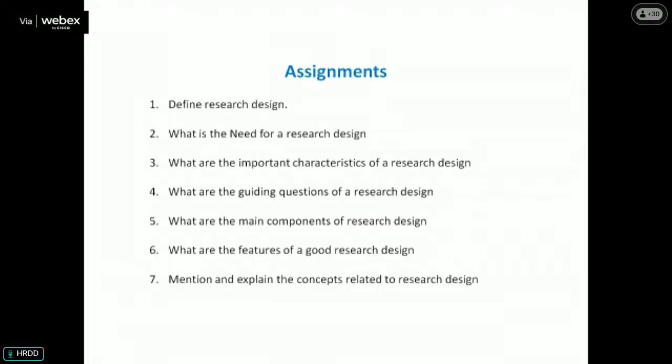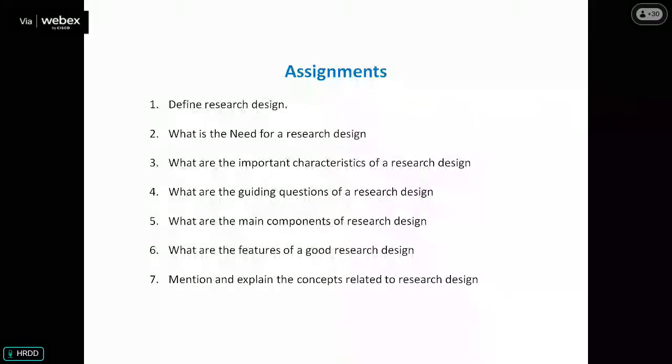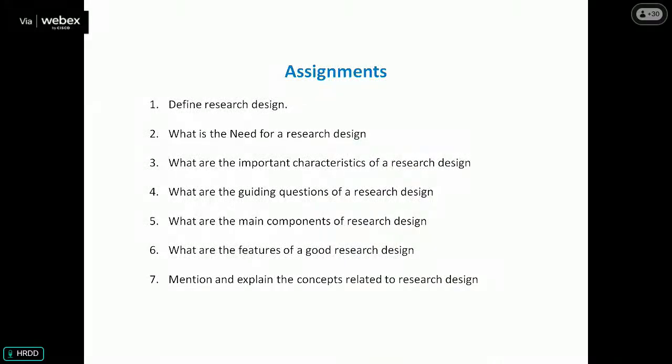And what is the need for research design? We pointed out 2-3 needs. At least remember one or two words. What are the important characteristics we covered? What are the guiding questions? We did 10 questions, which we saw. You should ask the questions for your hypothesis and try to find out the answer.